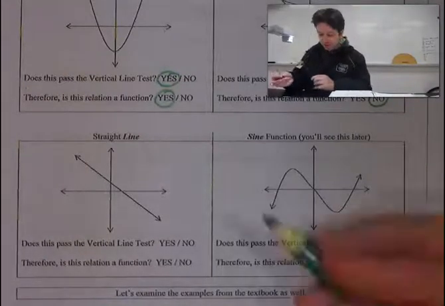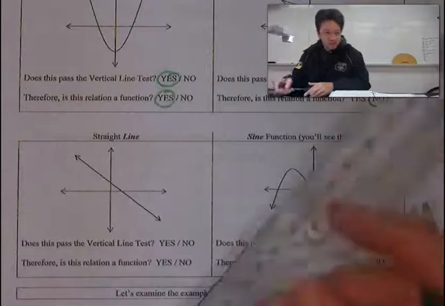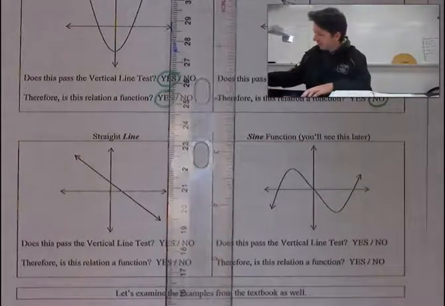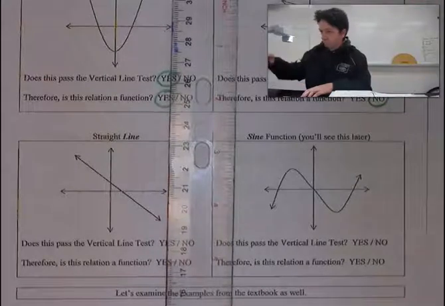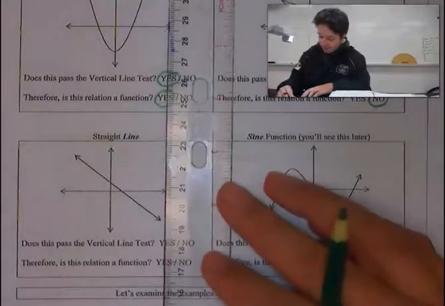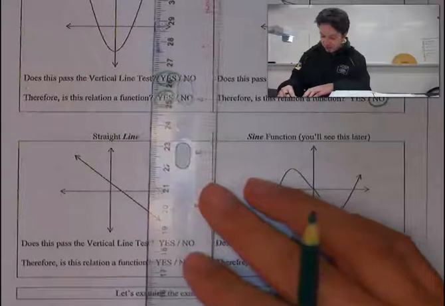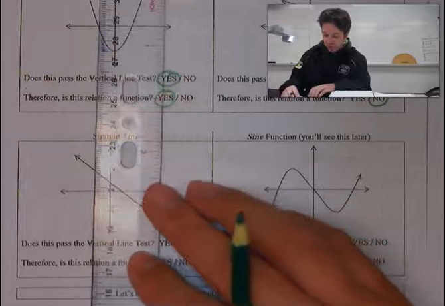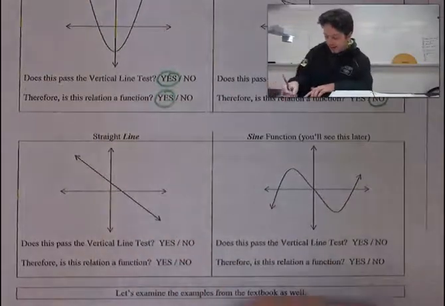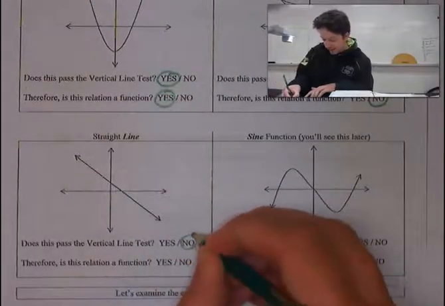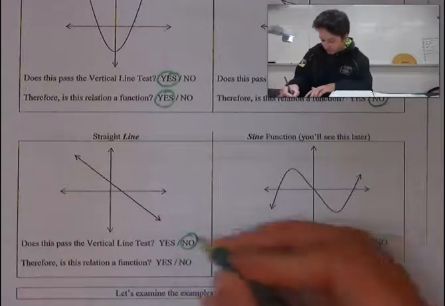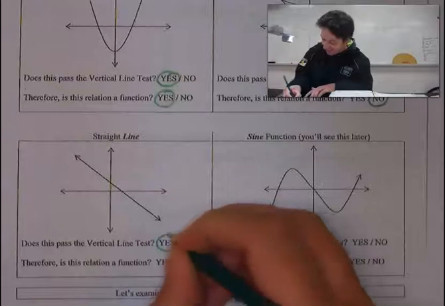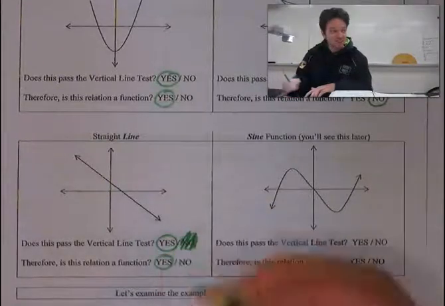All right, so far I've looked at two different parabolas, but what about other graphs? Are they functions? Like a straight line. Is a straight line a function? Well, we're going to do a little vertical line test. As I go over, it looks like that line is only passing through 1 point. So yes, it passes the vertical line test. Therefore, is this relation a function? Oops, I said yes and I circled no. Yes, it passes the vertical line test, and therefore yes, it is a function.